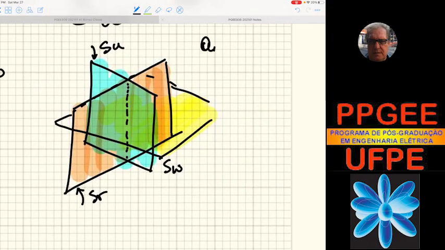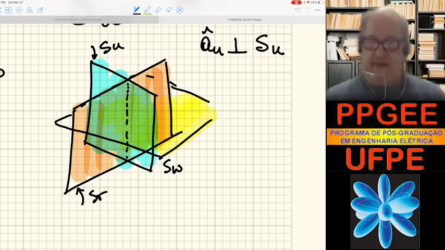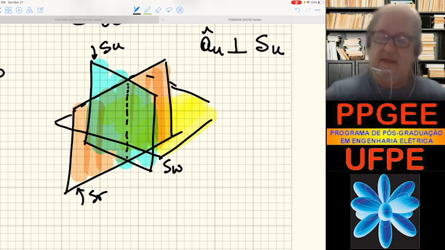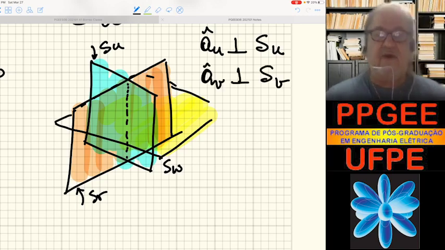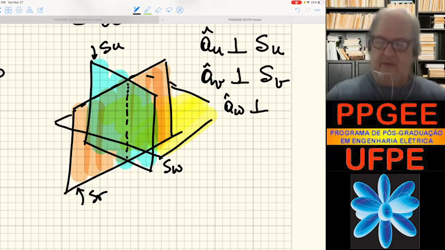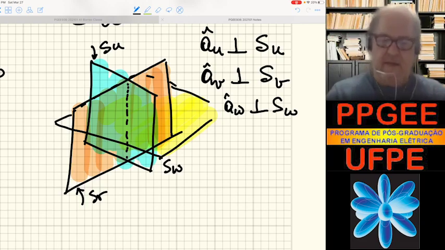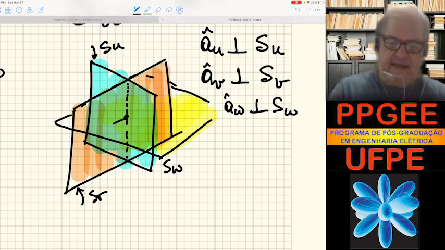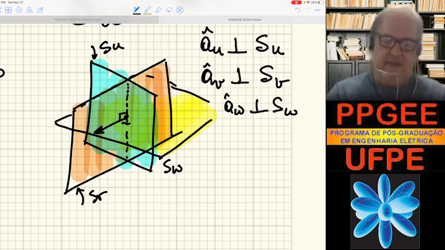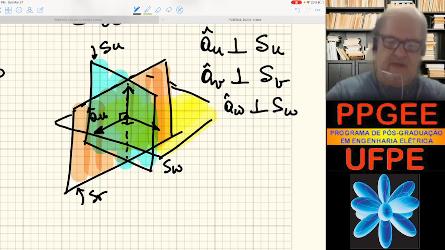And the versors are orthogonal to the surfaces. Let's say a_U is orthogonal to S_U, directed toward the direction of increasing U. Okay? a_V is orthogonal to S_V, in the direction of increasing V. a_W is orthogonal to S_W, directed toward increasing W. So that's the way you build a coordinate system. You define the coordinate surfaces and you find the unit vectors. So here a_U is orthogonal to S_U, at 90 degrees here, right? a_V lies on S_U, but is orthogonal to S_V, and a_W is orthogonal to S_W, so we have the three versors of the system, right?